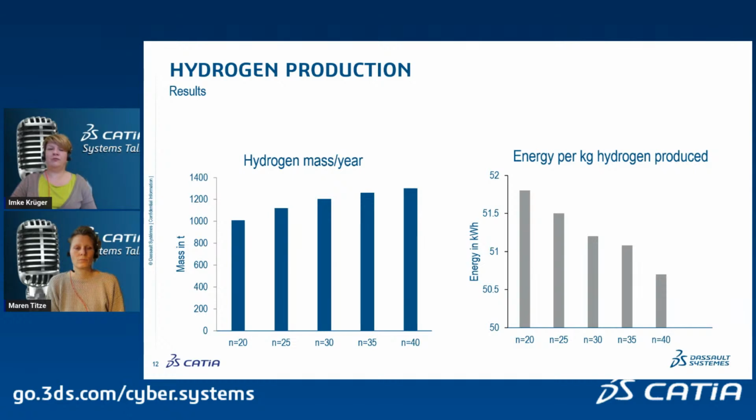And for the amount of energy that is needed to produce 1 kilogram of hydrogen, we can now see the result of what I've shown you before, that the more electrolyzers we have, the less energy is needed per kilogram hydrogen, because we can run the electrolyzers at a lower power rate.